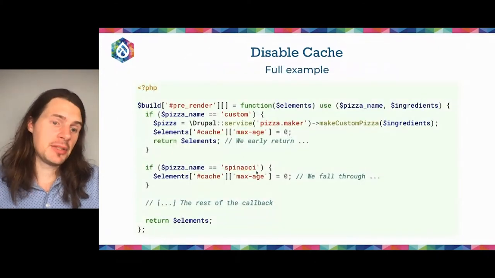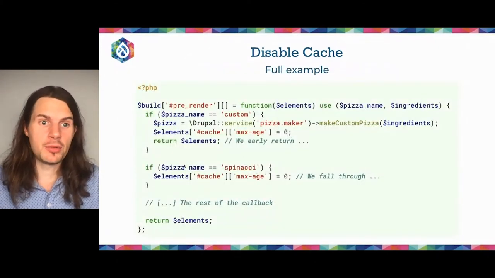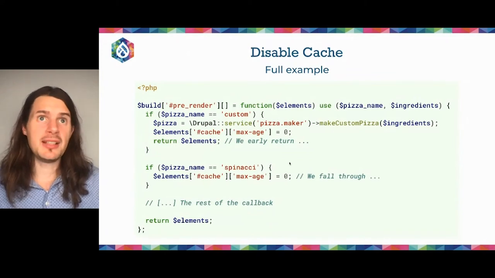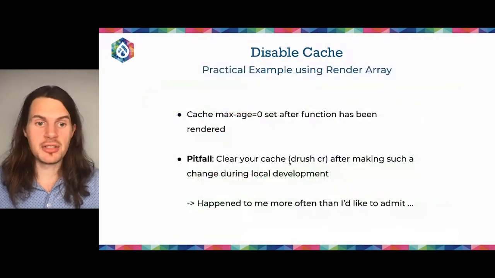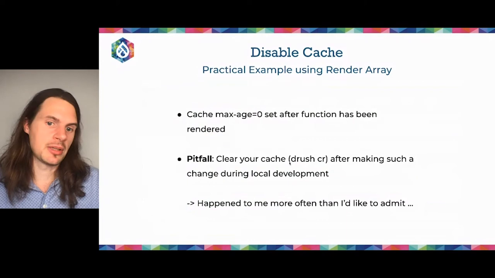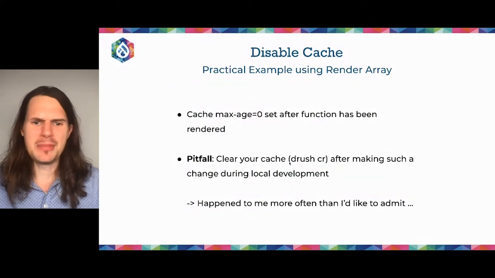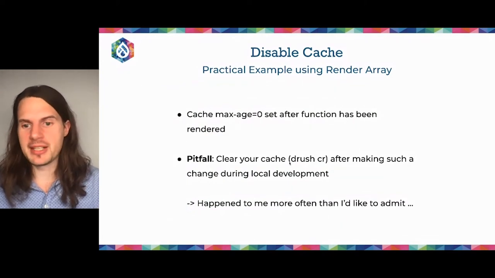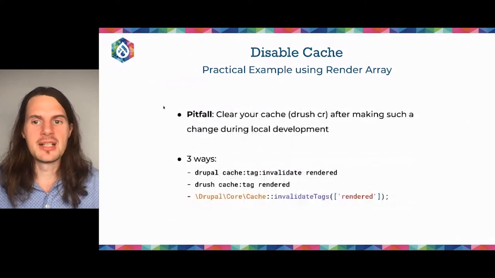There's a little bit of a pitfall here. If you started with caching the pizza spinaki, and now you suddenly set max age to zero, Drupal still happily will retrieve it from the cache. So whenever you add something like that, just clear your cache after making such a change during local development. That happened to me more often than I'd like to admit. So I'm really giving you this hint of doing that.